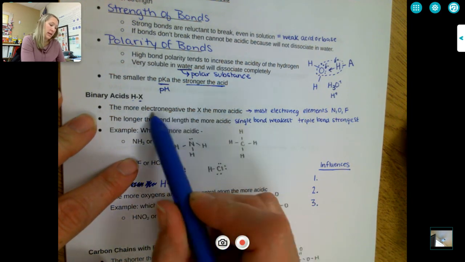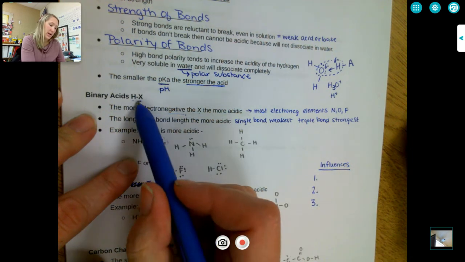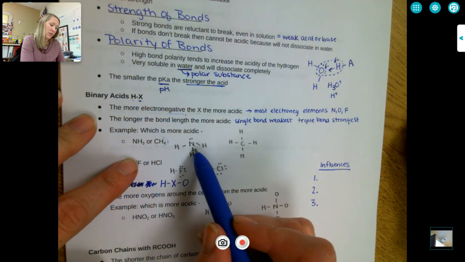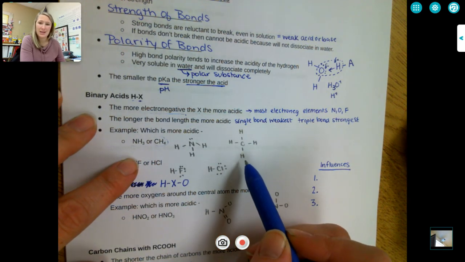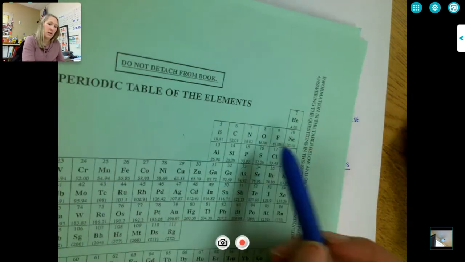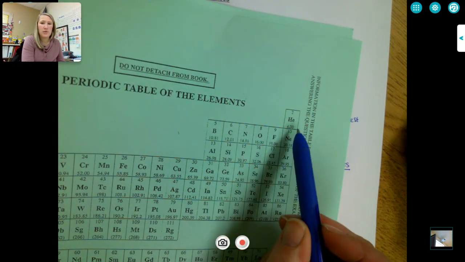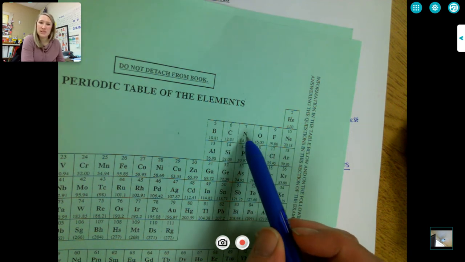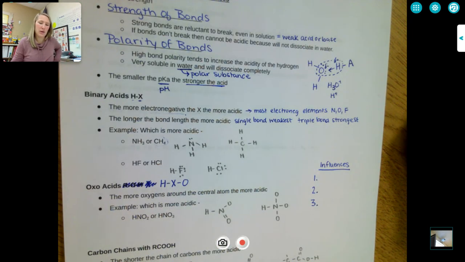I would look at two things: the electronegativity of the element attached to my hydrogen, and the bond length. We can see that all of these are single bonds, so bond length is relatively the same. They're also within the same row of the periodic table. So between carbon and nitrogen and hydrogen, there's not much difference in the size of these two atoms, so bond length is about the same.